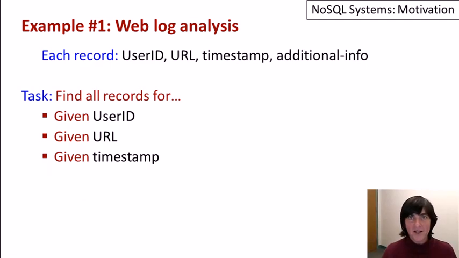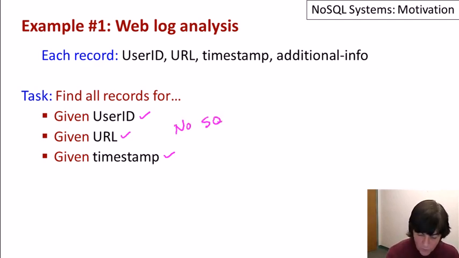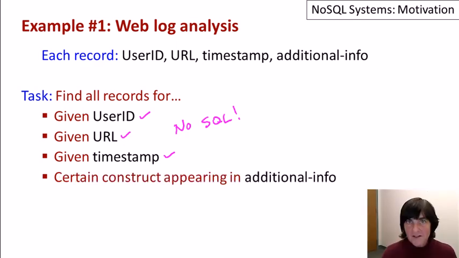Now let's look at the type of operations we might want to perform over this data. It might be very simple things. We might just want to find all records that correspond to a given user. Or maybe we want to find all accesses of a given URL. Or everything that happened at a particular point in time. Now, none of these things require SQL. Ooh, NoSQL. But of course, that's not what NoSQL stands for. But these all just require finding a set of records based on a single value. Or we might want to look for some special construct that appears inside the additional information, which the SQL language, again, is not particularly designed to do.